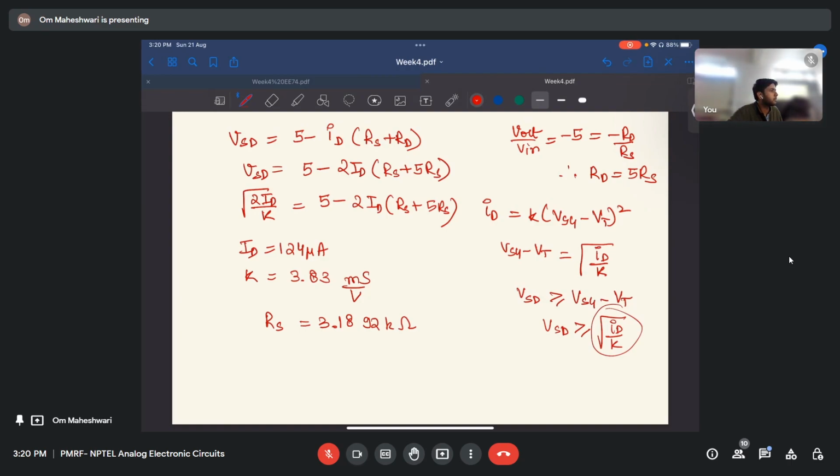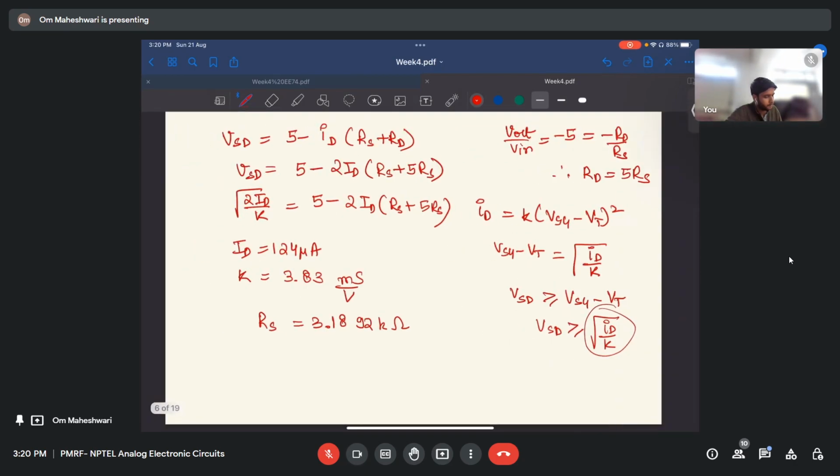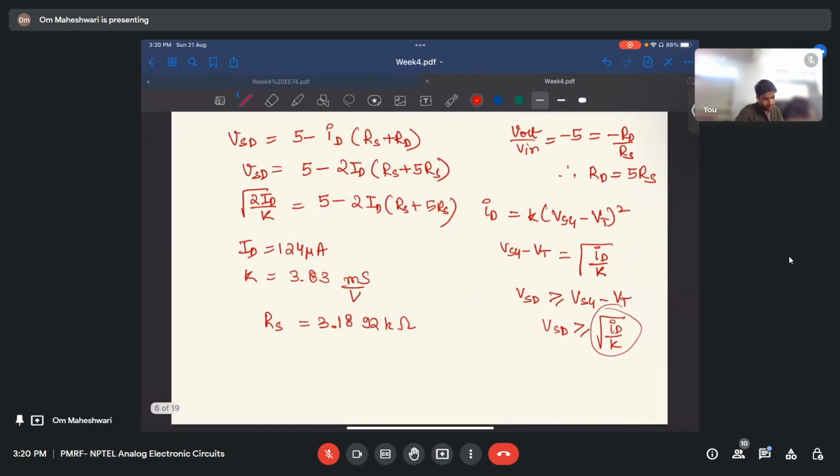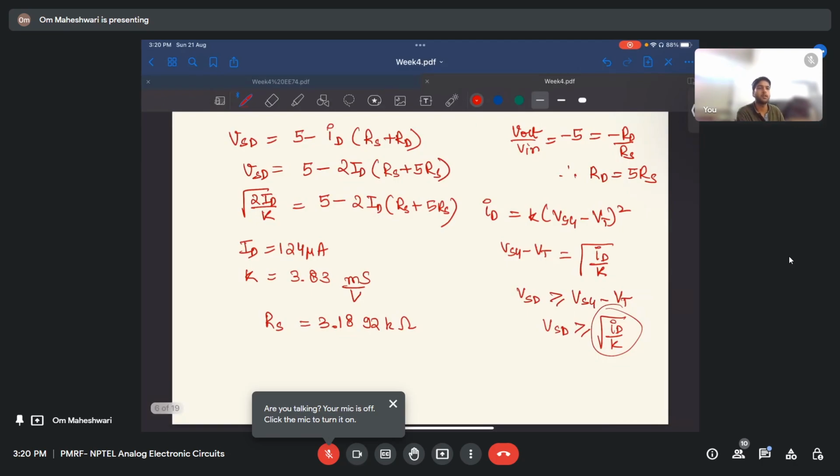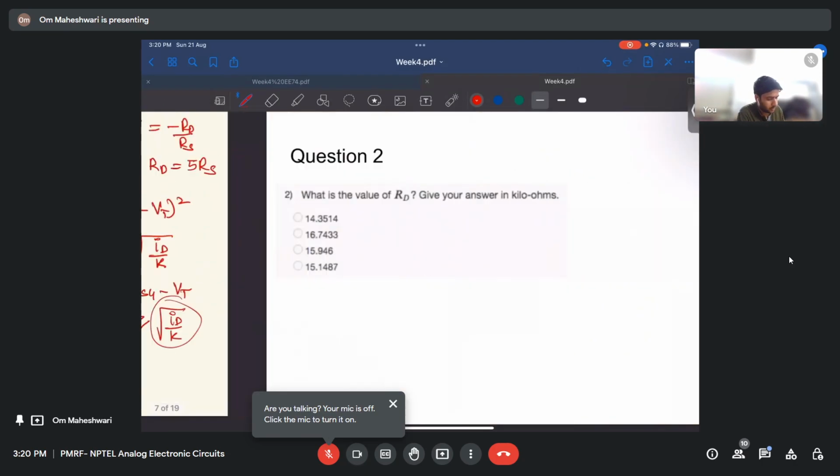So yeah, this is the answer for this part. Is there any doubt in any part of this question? No, sir. Okay. So in this way, just by changing some values, you can solve the question given in your assignment also.